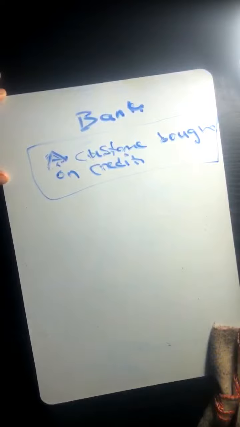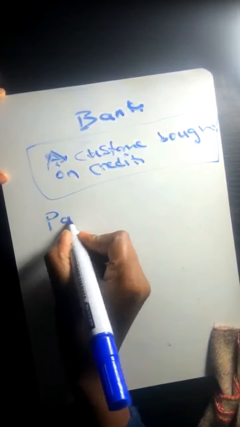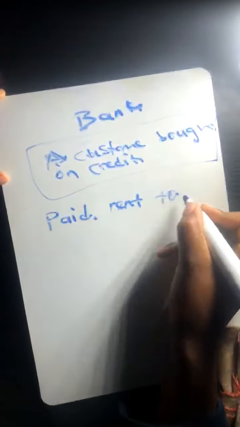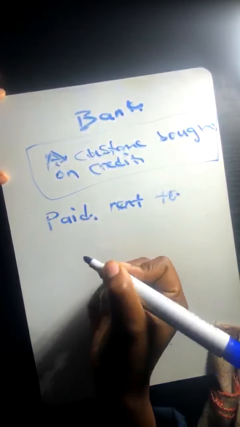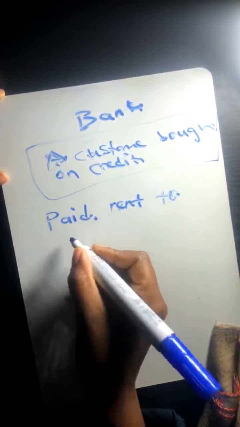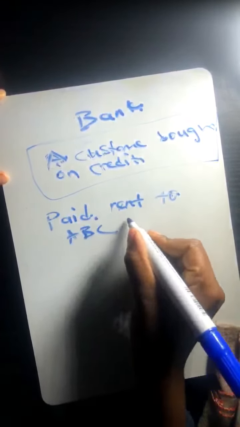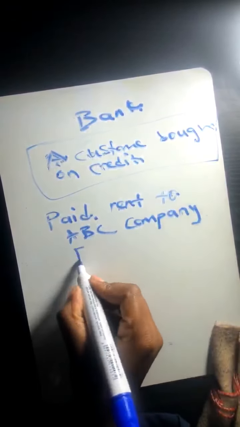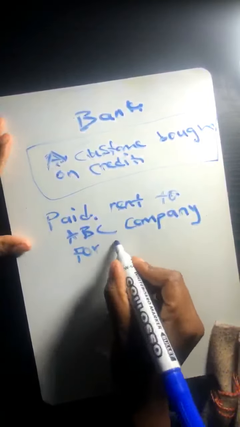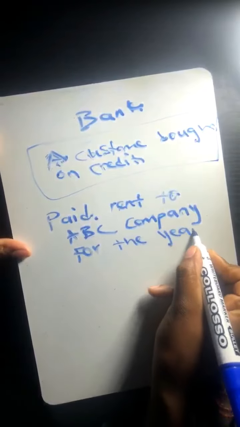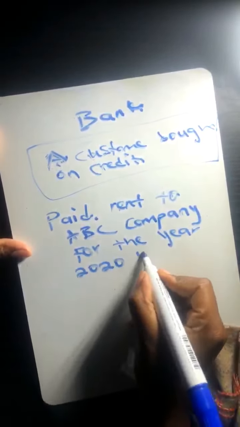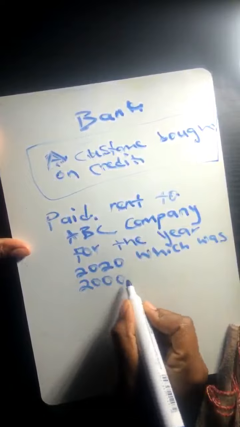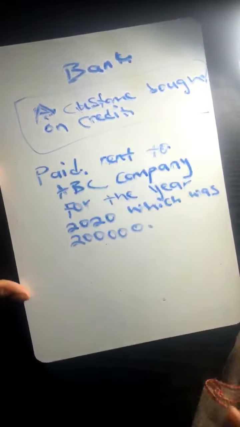Let's give another example. Paid rent to, let's say, ABC company, for the year 2020, which was, let's say, 200,000 for the year. So how are you going to record this one, guys?